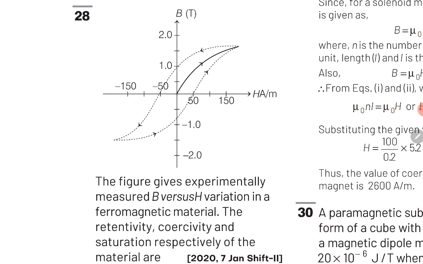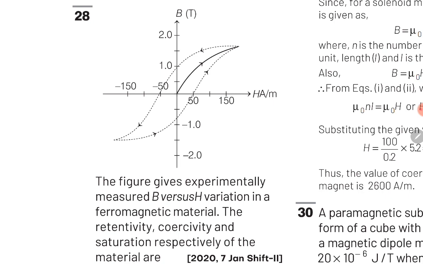So guys, if you look at the graph, the value of B when H is equal to 0 is 1 Tesla, and this is known as the retentivity of the material. On the other hand, coercivity is defined as the value of H when B is 0. This means, guys, how much reverse current or reverse magnetic field we have to apply to make the magnetic field 0 is known as coercivity. So coercivity will be the value of H when B is 0, and this is equal to 50 ampere per meter.